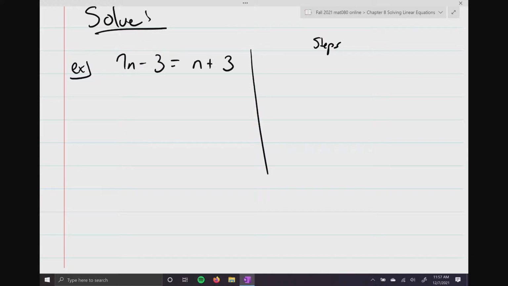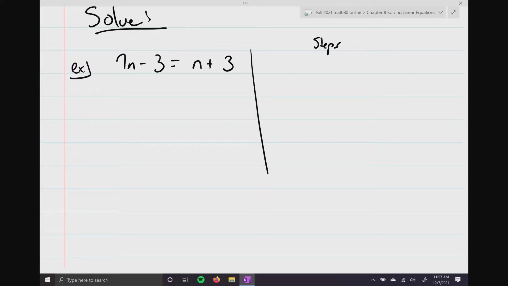Step 2, I don't see parentheses, skip. Step 3, I look on the left, there's nothing I can combine on the left. I look on the right, there's nothing I can combine on the right. Step 4, this is where I move variable terms to one side and constant terms to the other side.